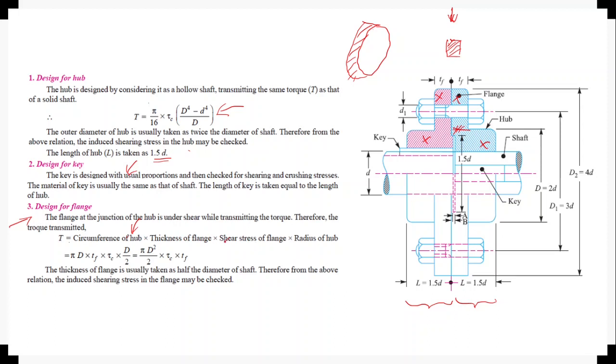Circumference of the hub into thickness of the flange into shear stress for the flange gives the load or force acting. That force into radius will become the external torque transmitted. That's equal to pi into D into tf into tau c into D by 2. By using this equation we can calculate the diameter capital D. That is the procedure to design for flange.